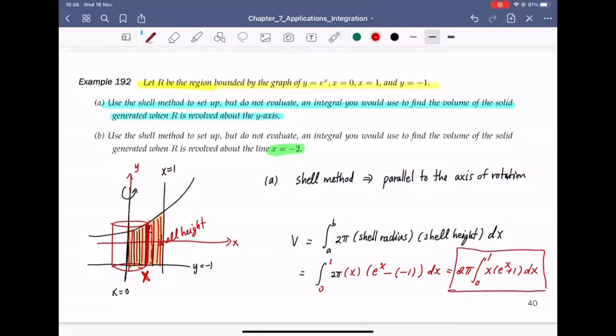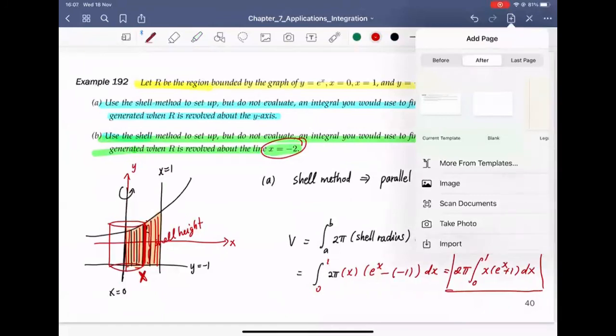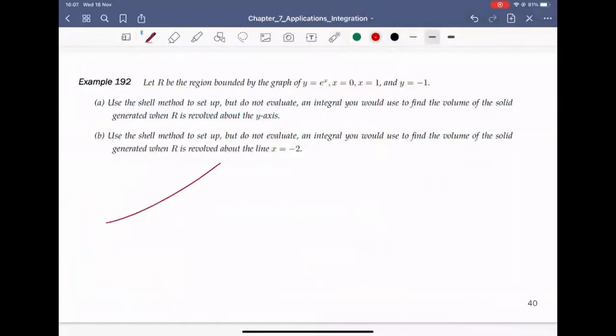Sounds good. All right, so let's see what happens if I switch, well, the part B question. The question is the same, except the last part, I say let's move the axis of rotation to x equal to -2. So if I move, wow, I need one more page, I think. Let's draw a picture first.